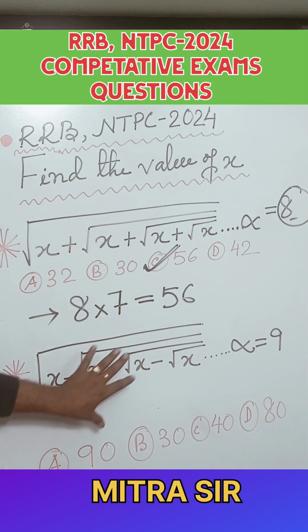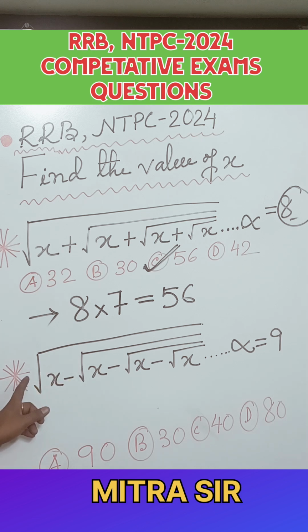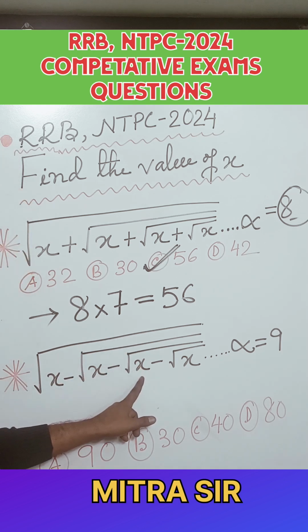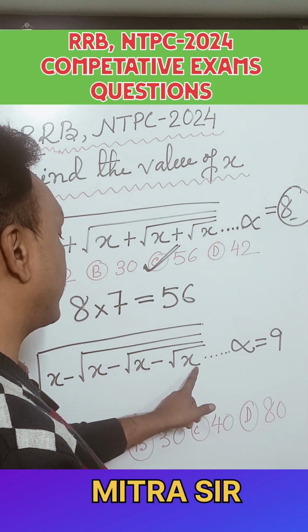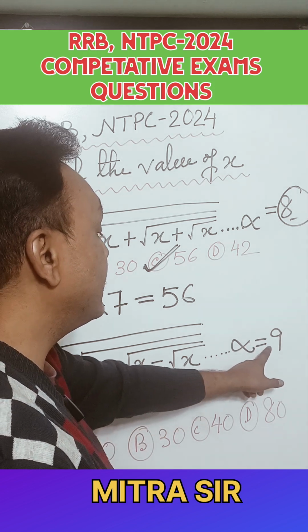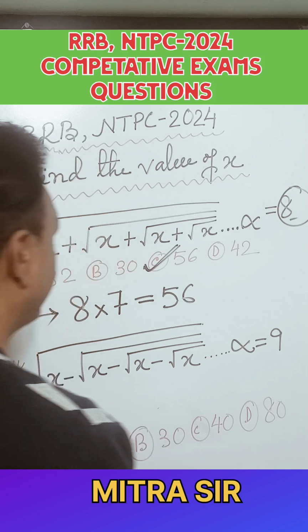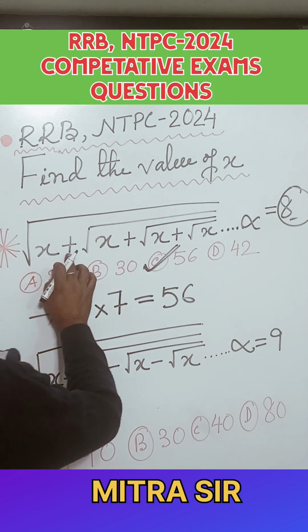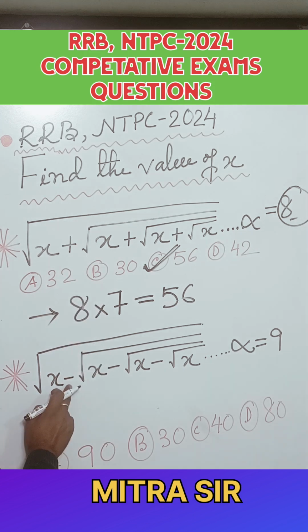Now let us check the second one. This is the second case. The square root of x minus square root of x minus square root of x minus square root of x, up to infinity, which is given as 9. The value is given as 9. So both the problems are almost similar. The only difference is that here there is a minus instead of a plus.